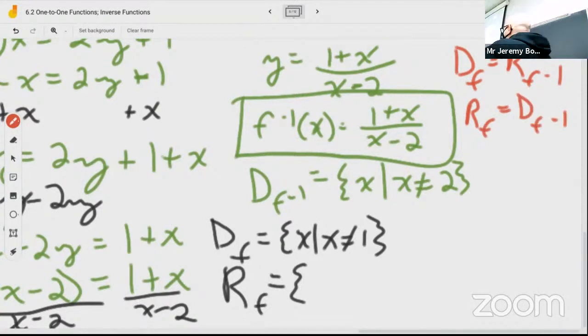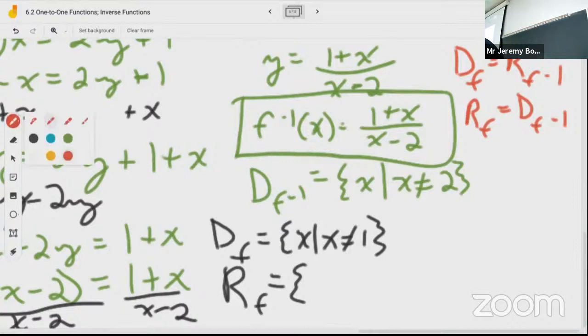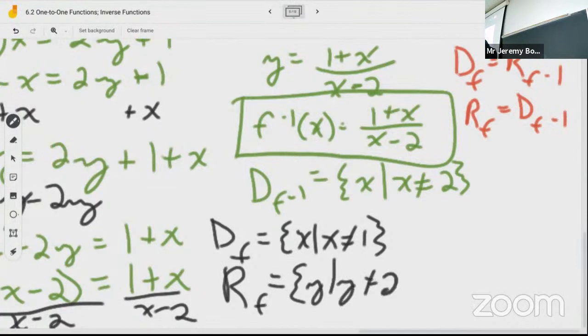So if I want to know the range of f, how can I find it? We'll look at the domain of f inverse. The domain of f inverse tells me that x cannot be 2. So what do you think the range of f is going to be? Close. So you're still close. But it's going to be, what can't be 2? Is range determined by an x value? Y value. So it's going to be y such that y cannot equal 2.